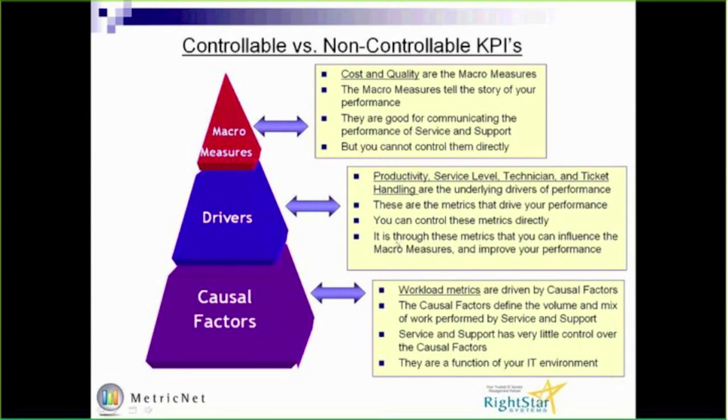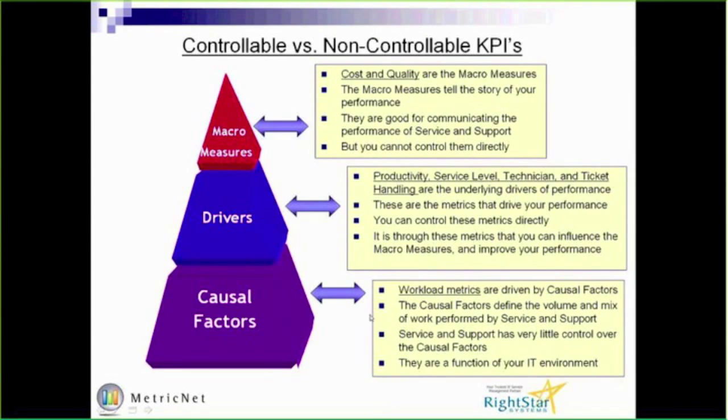The only thing you have direct control over on this page are the underlying drivers. You can't directly impact cost and quality. You can only impact the underlying drivers of cost and quality. You can impact productivity and hence get lower costs. You can impact your service levels and your ticket handling metrics and hence get higher quality. So your drivers are where you have the most impact.